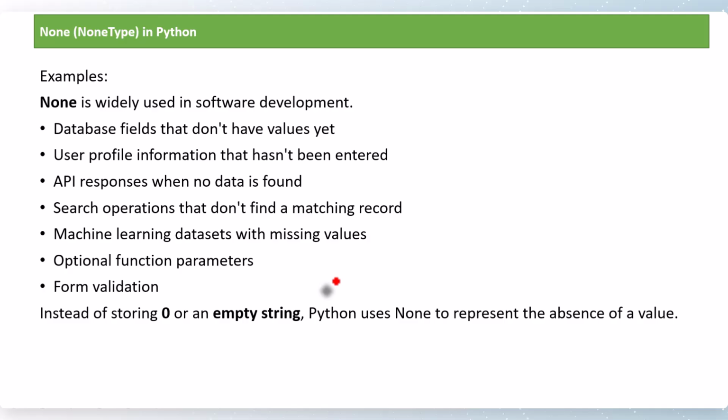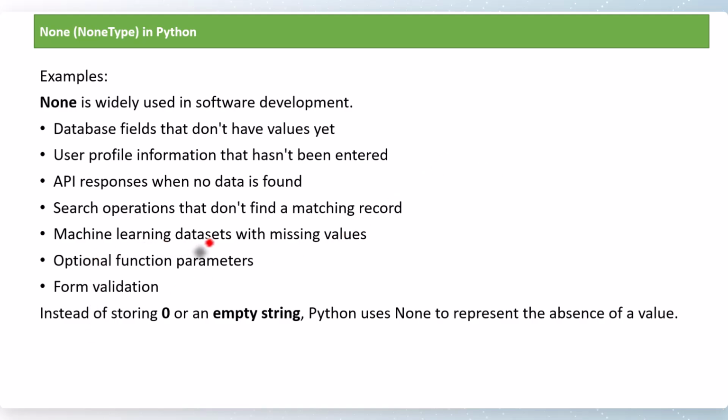Okay, so this is something you will encounter frequently when writing functions. I have given examples here where you can use None in the software development process. Many times you can use it for database fields that don't have a value set. So you have a variable but don't have a value. At that time you can use None. User profile information that has not been entered, you can use None. API responses when no data is found, you can use None. Search operations that don't find any matching record. You are searching for something, but there is no matching result. At that time, you can use None.